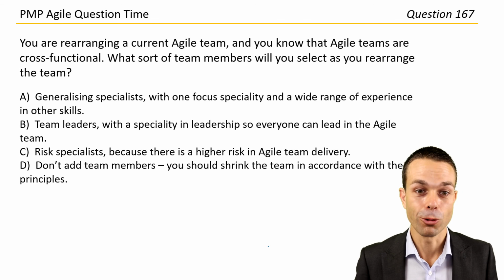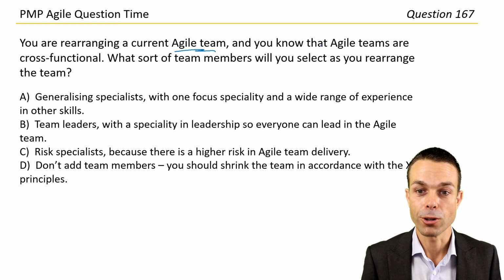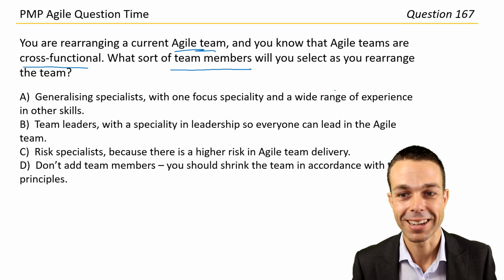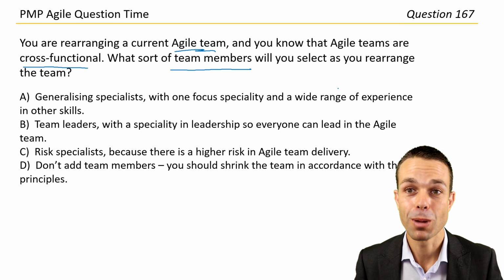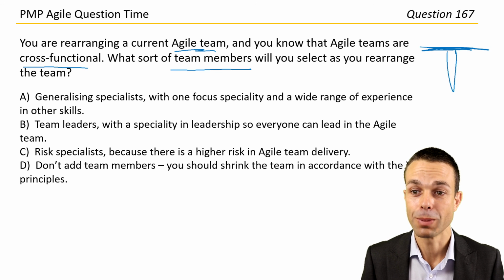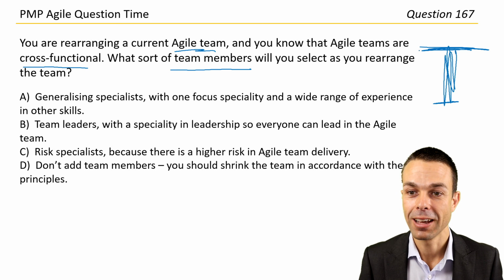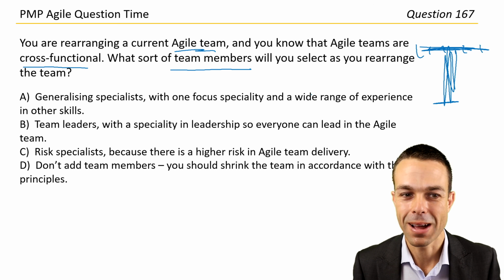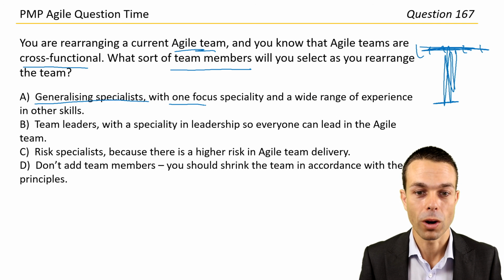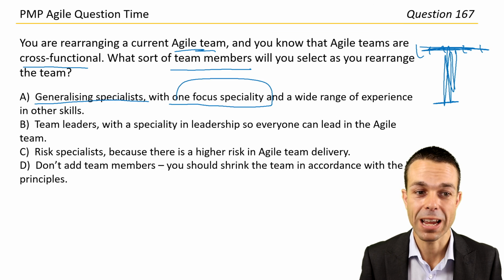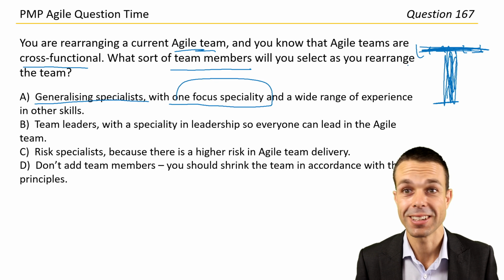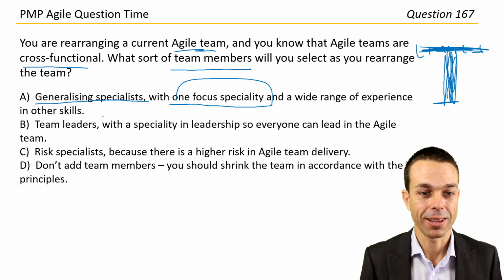Let's get into it. You're rearranging a current Agile team, and you know that Agile teams are cross-functional. What sort of team members will you select as you rearrange the team? Can you remember from what we've spoken about in our session today? Yes, you can. You already know it's a special kind of shape, and it looks like this. And let's see if there's any answers that match this. And it looks like there is. Generalizing specialists with one focused specialty, a T-shaped person, one deep specialty, and a wide range of experience in other skills. That's definitely our answer there.